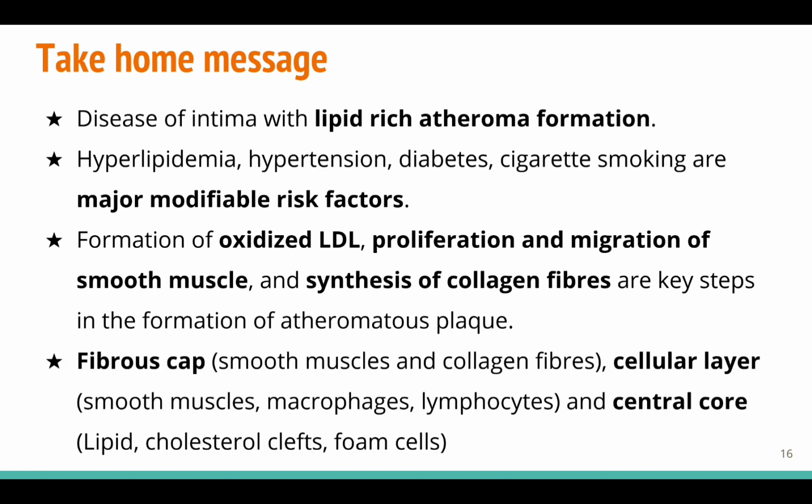And talking about morphology, the fibrous cap is the luminal or outer layer, which is formed by smooth muscle and collagen fibers. Then comes the cellular layer, which is formed by macrophages, lymphocytes, and smooth muscle. And the central core is formed by lipid, cholesterol clefts, and foam cells.